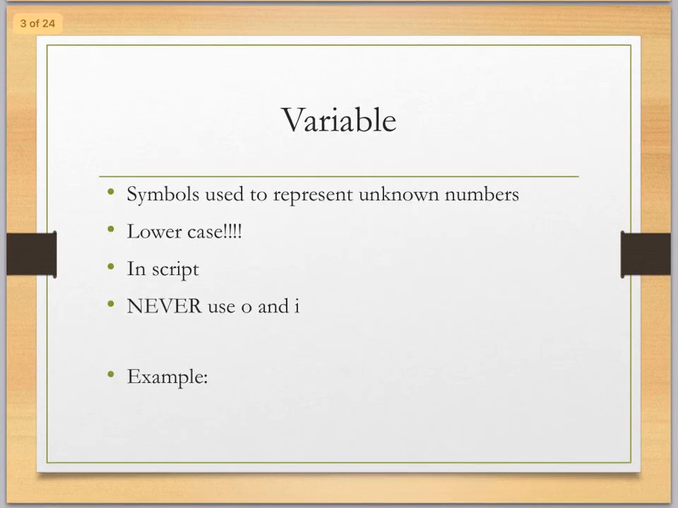Before we get started with that, we're going to talk about what a variable is. It's a symbol used to represent unknown numbers. Always lowercase. In script, never use o or l because they look like 0 and 1, so we don't do that. So an example might be x, or y, or z, or l, or m. So again, a variable.